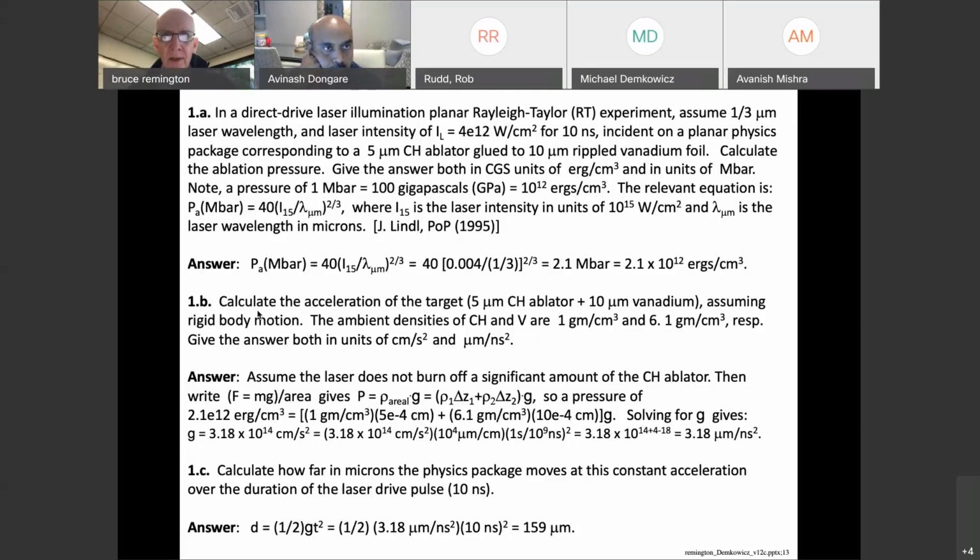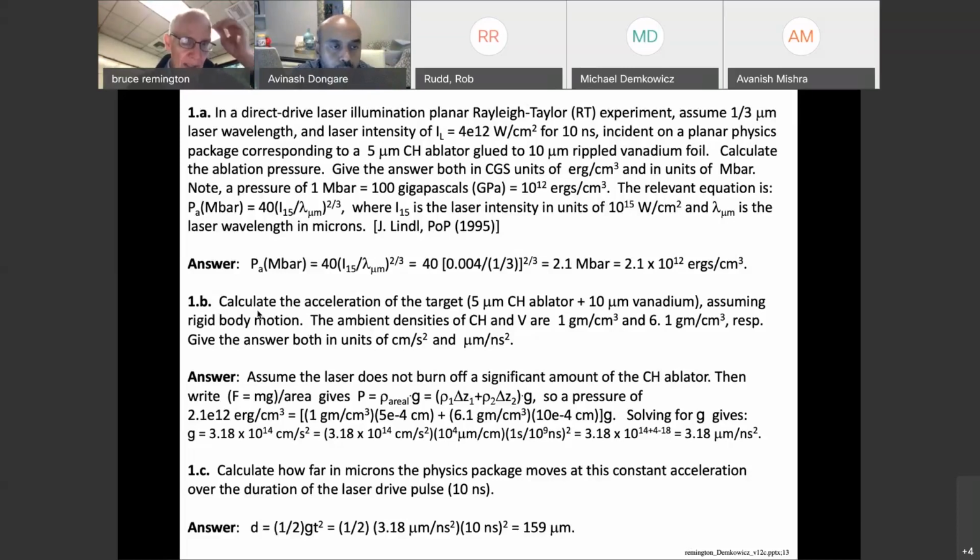That quantity squared converts this into microns per nanosecond squared. So the acceleration is 3 microns per nanosecond squared, 3.18, which is slow, but that's what you get for this particular pressure, because the ablation pressure that I put into this problem was relatively low.